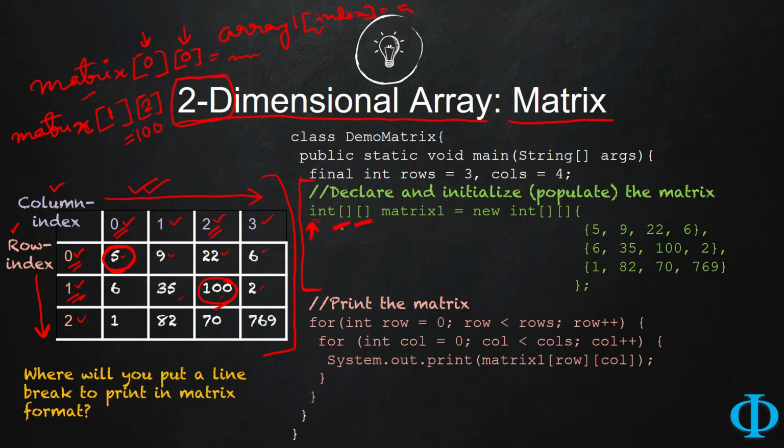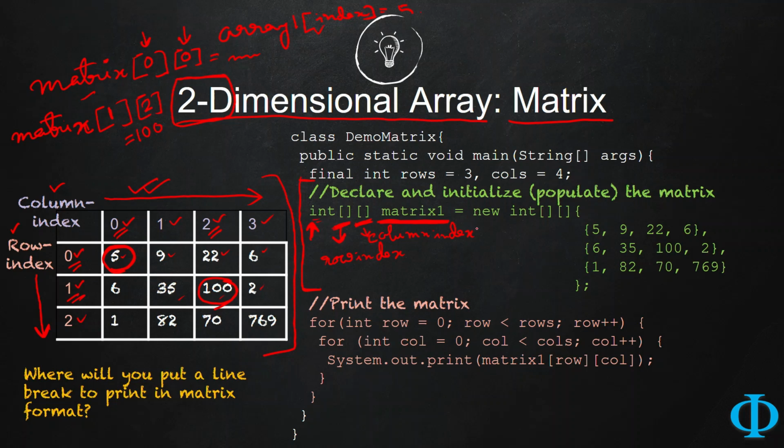The first set of opening and closing box brackets is actually the row index, and the second box bracket gives me the column index. After specifying these two different sets of opening and closing box brackets, you have to specify the name of the matrix variable. Here I have chosen matrix1 as the variable name.